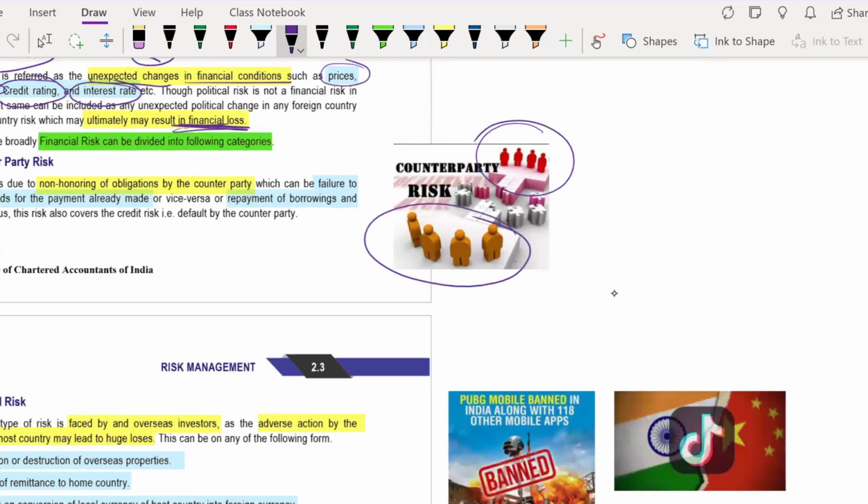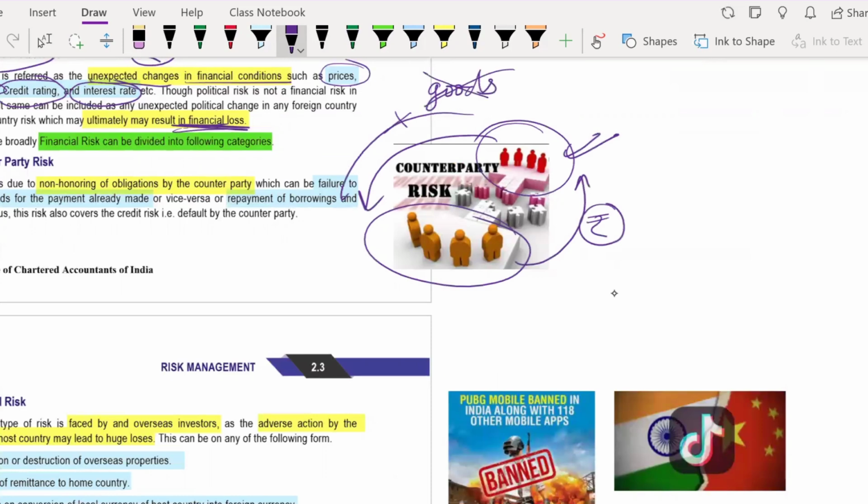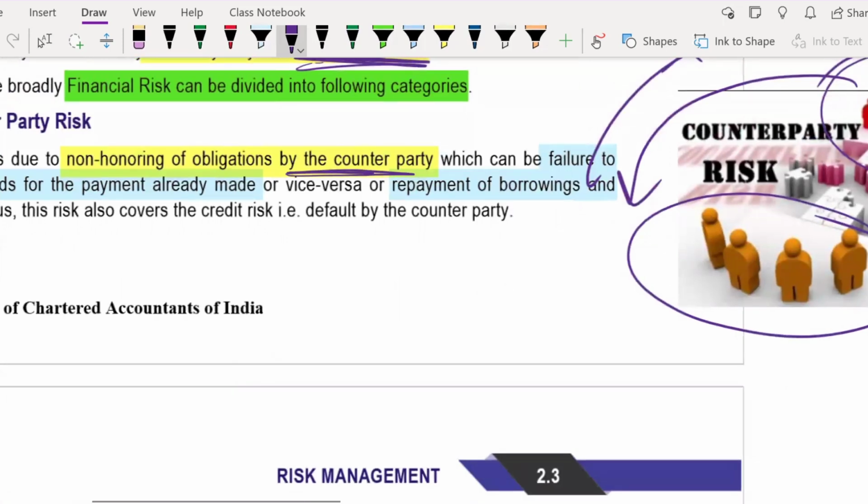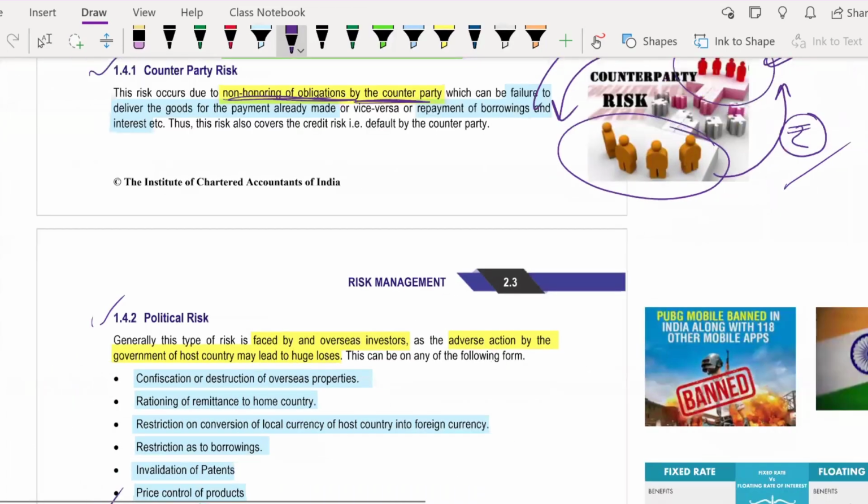Suppose you have given some loan to the opposite party, but now they are not paying that loan. So that is one counterparty risk. Another counterparty risk might be that you have already paid money to this party in return for which they would give you a few goods, but they are not giving you these goods, and your money is already gone to them. That is another counterparty risk. Okay, so what happens here is usually the counterparty does not honor their obligations. They do non-honoring of obligations. So in such a case, it will be known as your counterparty risk.